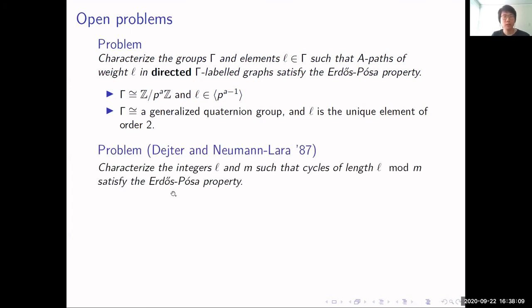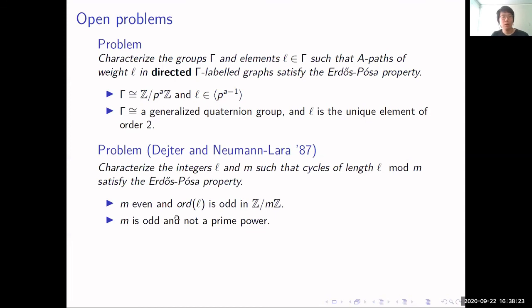The other one is the one posed by Dejter and Neumann-Lara to characterize all integers L and M such that cycles of length L mod M satisfy the Erdős-Pósa property. So we only proved it for the case where M is an odd prime power. Again, excluding the known results, we can assume that either M is even and the order of L is odd in this group, or M is odd and not a prime power.